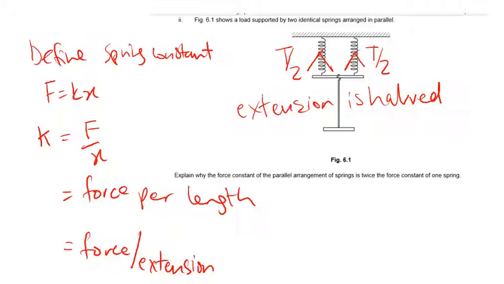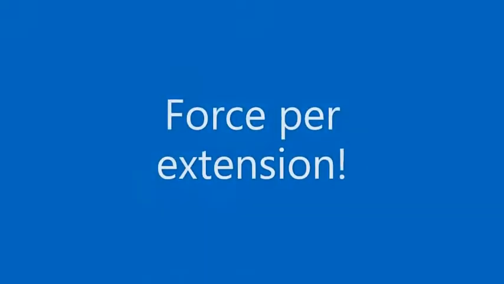Okay, so one of the questions was to define the spring constant. F equals kx, rearrange, you get k equals F over x. So the answer is force per length. It's nothing to do with stiffness. Yes, it does measure the stiffness of the material, but the definition is force per length, or you can say force per extension. Okay, so make sure you write force per extension.